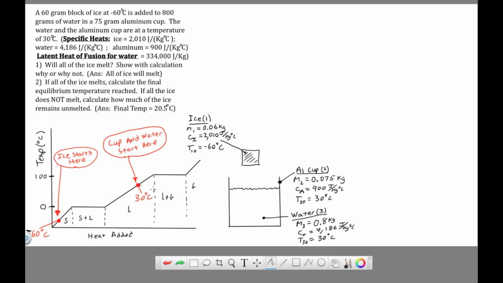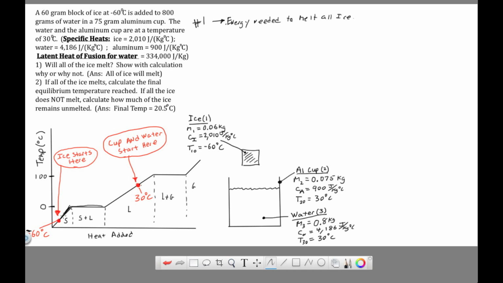So in answering the first question, basically the way I'm going to solve this is we're going to do 2 calculations, and the answer to these 2 calculations will tell us if all the ice melts. So the first thing we're going to calculate is the energy needed to melt all the ice. Okay, so looking at our graph here, for all the ice to melt, the ice must first warm, right? This would be the ice warming, and then the ice must melt. So this is 2 calculations.